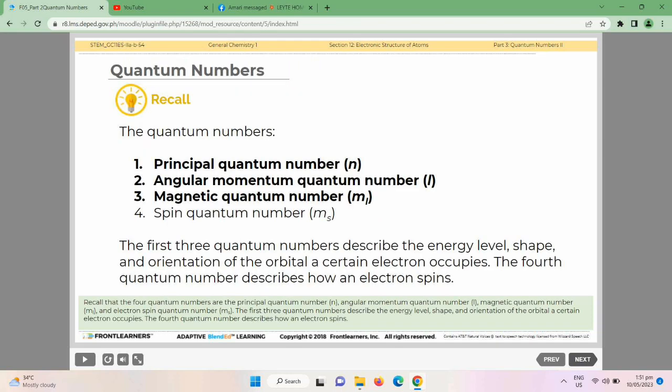Recall that the four quantum numbers are the principal quantum number, angular momentum quantum number, magnetic quantum number, and electron spin quantum number. The first three quantum numbers describe the energy level, shape, and orientation of the orbital a certain electron occupies. The fourth quantum number describes how an electron spins.